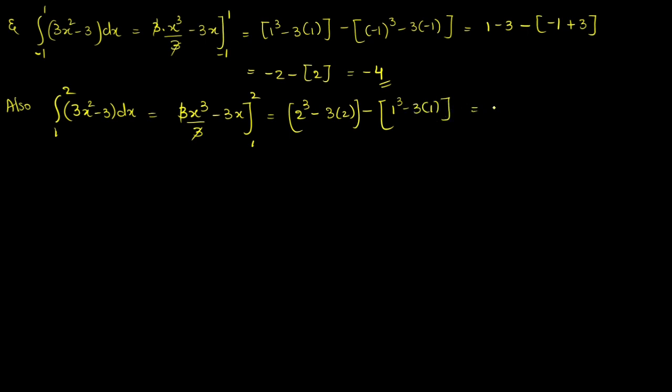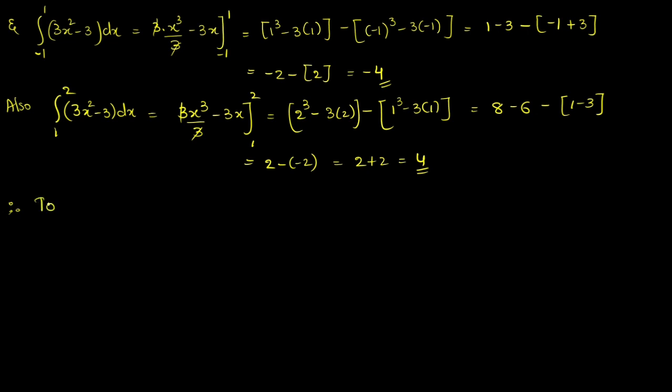Simplifying, 2 cubed: 2 times 2 is 4, 4 times 2 is 8, minus 3 times 2 is 6, minus, inside the bracket, 1 cubed is 1, minus 3. Simplifying, 8 minus 6 is 2, minus of (1 minus 3) is minus of -2 again. So minus of minus is plus, so 2 plus 2 will be equal to 4. So we have simplified all the subintervals.